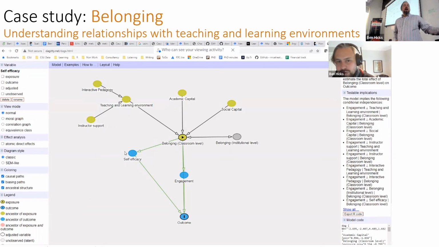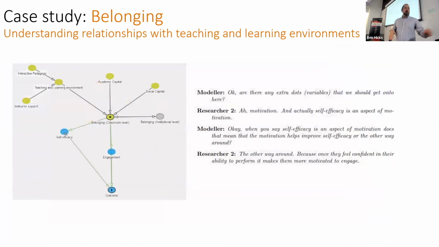The end result. There was a good moment here in the discussion that I want to highlight. It sort of exemplifies the kind of thing that happens. So here we got to a point in the graph, like we've drawn the lines we think are there, and then myself as the modeler, the data expert, said, okay, are there any other variables that are important? And the researcher says, motivation, and actually self-efficacy is an aspect of motivation.